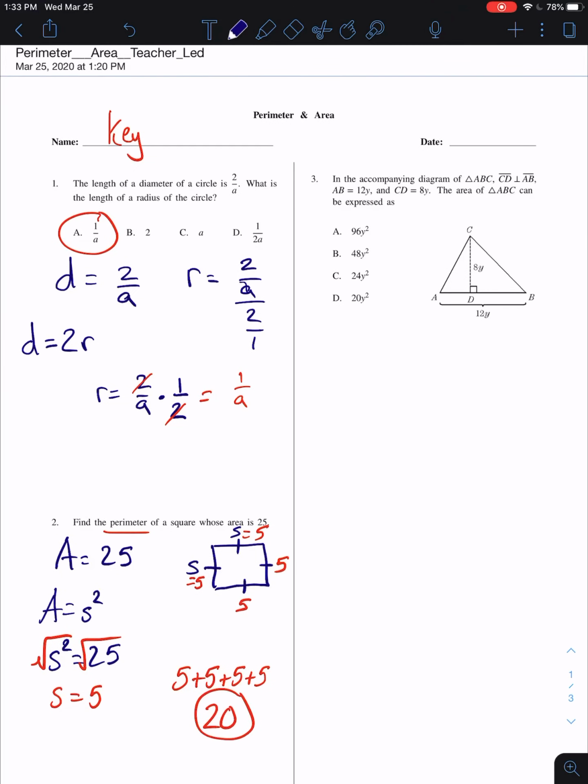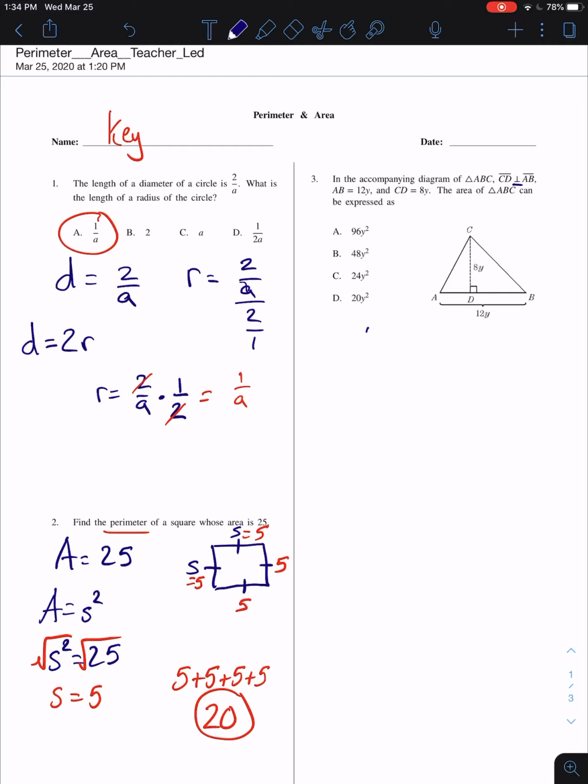Let's take a look now at number 3. In the accompanying diagram of triangle ABC, CD and AB are perpendicular. So remember, this symbol here means perpendicular. Okay, so I know that I've got a 90-degree angle there. They've told me that AB is 12y and CD is 8y. They want to know what the area is.